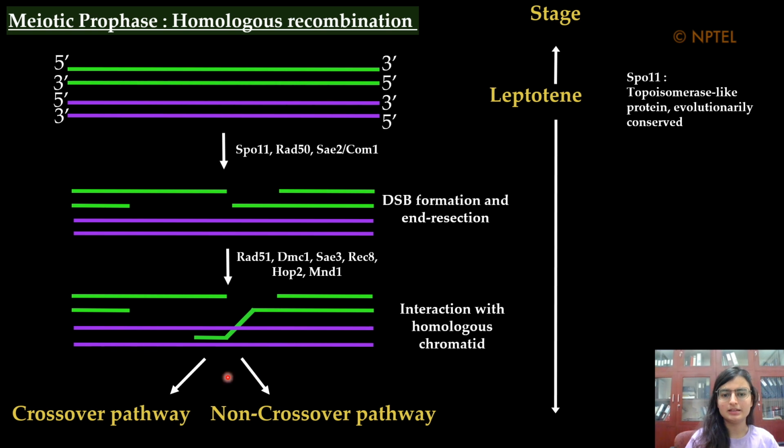This intermediate that is formed during the process can now undergo one of two pathways. One of the pathways is called the crossover pathway, which will generate crossover products, and the other pathway is called the non-crossover pathway, which will generate the non-crossover products. This entire process is facilitated by different proteins, namely RAD51 and DMC1, both of which coat the single-stranded DNA that is formed here. SEA3, RECA, HOP2 and MND1 are accessory proteins which allow the formation of the D-loop intermediate here.